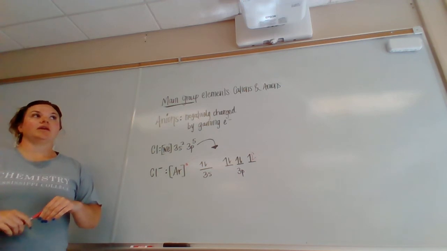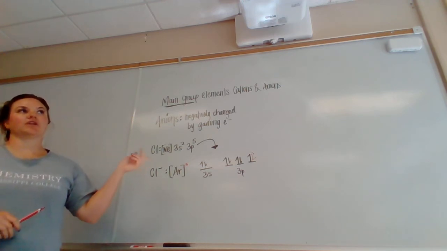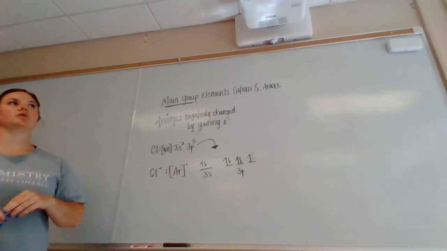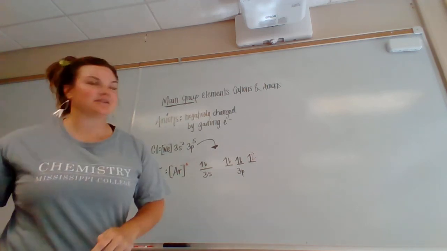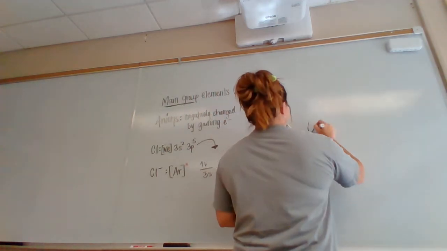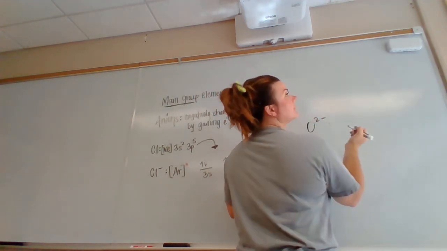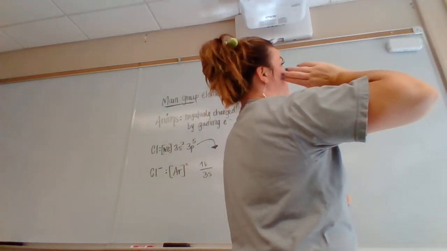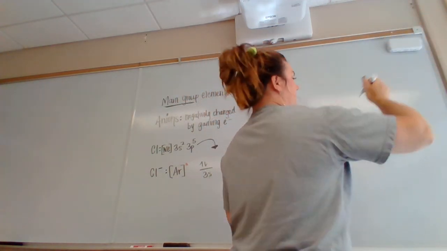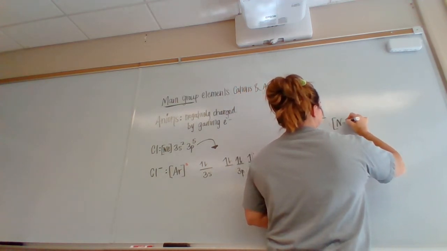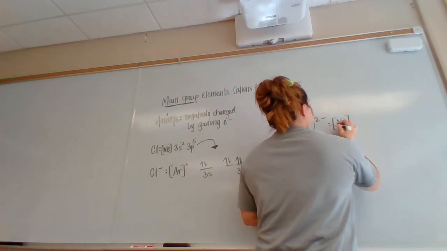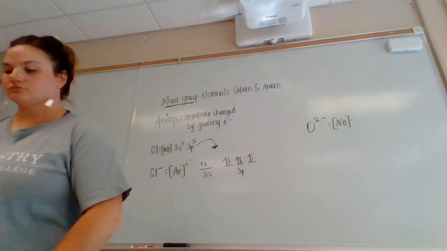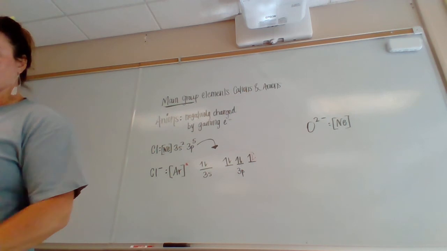Anytime you form an anion, you're looking at the noble gas that follows. So if I formed oxygen 2 minus, you would go to the one after it, because you're gaining 2. So it'd be neon. You're not going to the one above like we've been doing, you're going to the one after.